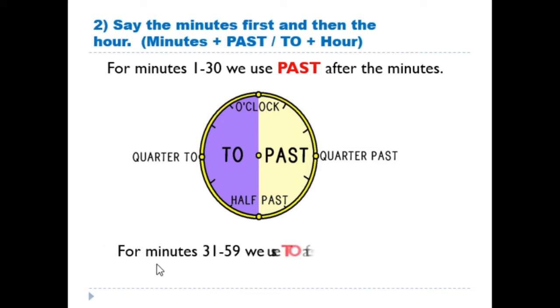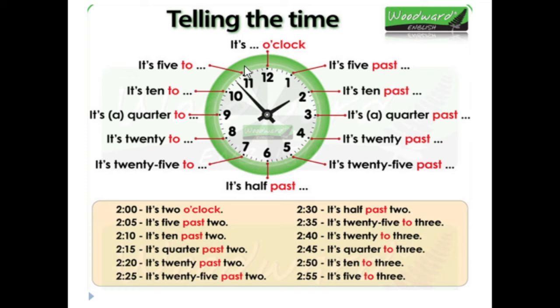Now you will be saying this one. For minutes 31 to 59, again, we use to after the minutes. So for example, we can have this one. This is the clock, right? The clock has 12 numbers on it. 1, 2, 3, 4, 5, 6, 7, 8, 9, 10, 11, 12. When the longhand strikes 12, it's automatically said as o'clock.